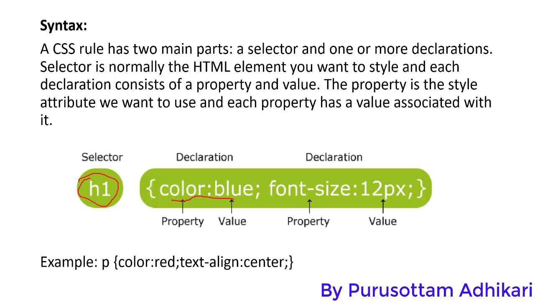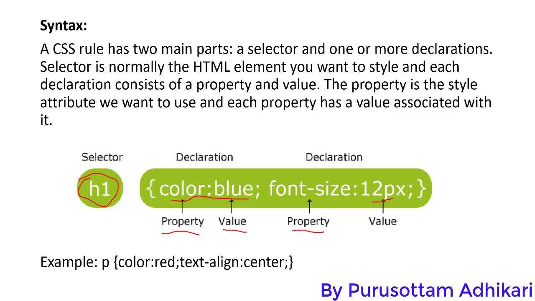A declaration consists of components, that is, a property and a value. Here, color is the property and blue is the value. Here we declare color and its value is blue. Here font-size is a property and 12 pixels is the value.